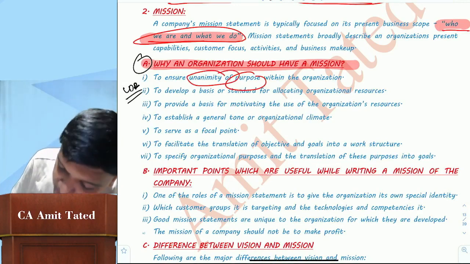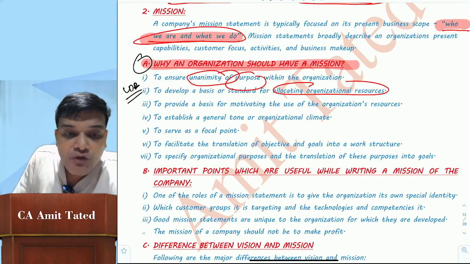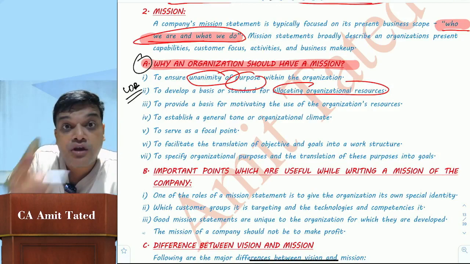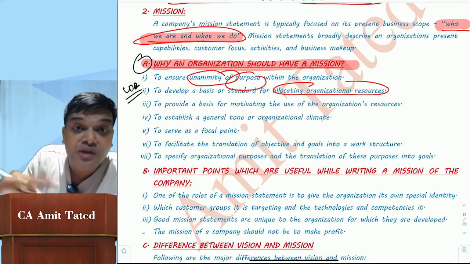Second point, it is the basis for allocating resources. Because based on the mission, I will tell you, for example, this is an LDR question. It means it is important. Focus more. The other question is not LDR. This is something which you need to understand. Allocating resources, where you will put the time.